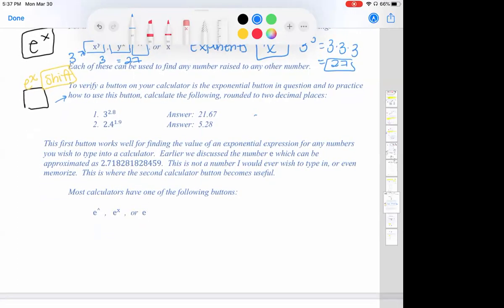Moving on, this first button works well for finding the value of an exponential expression for any numbers you wish to type into a calculator. Earlier, we discussed the number e, which can be approximated as 2.7. This is not a number I would ever wish to type in or even memorize. This is where your second calculator button is useful. You can take a look for a button that looks like this. If it's not a direct button, maybe it's right above your button in a different color. You should have a second button or a shift button, and that helps you access that matching color.